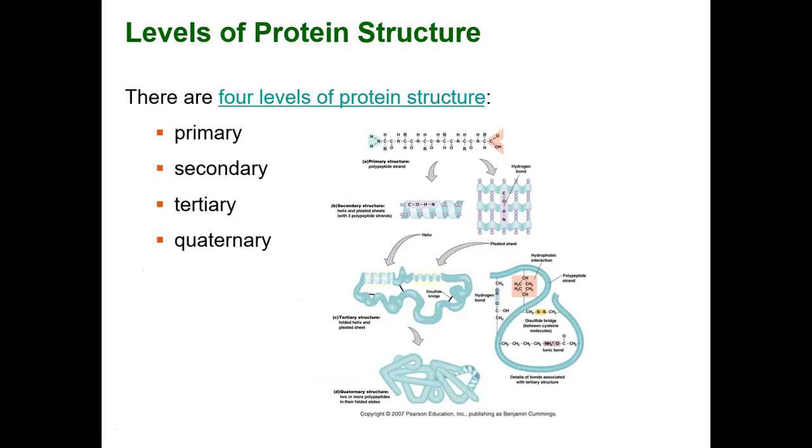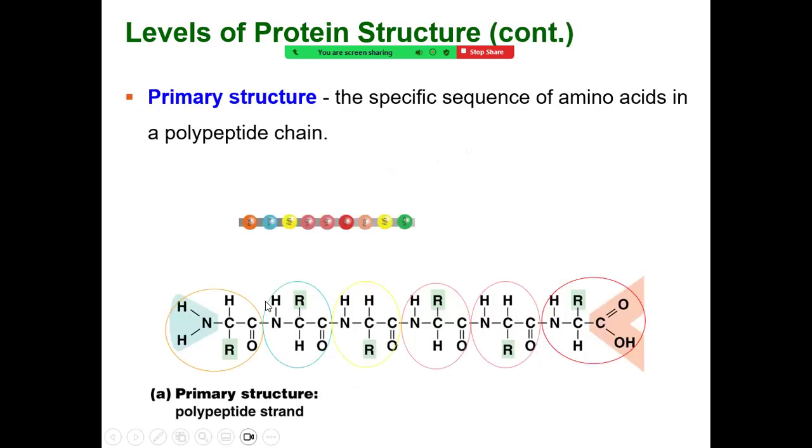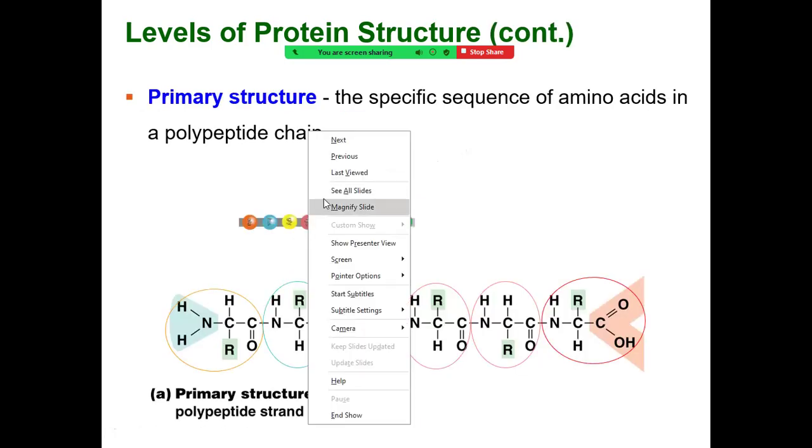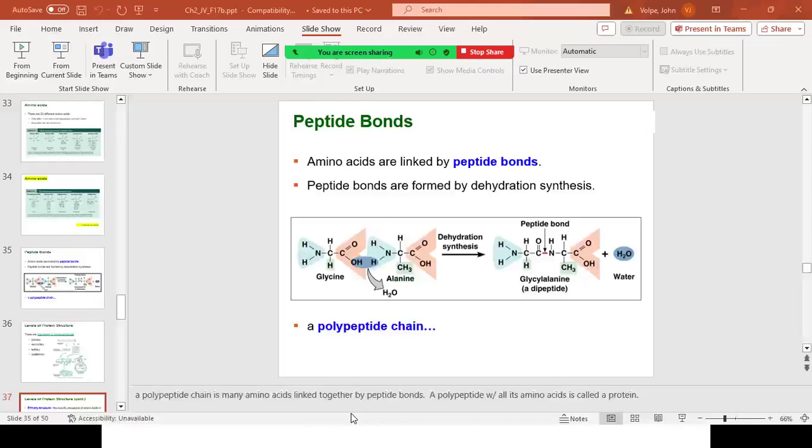There are four levels to the protein structure: a primary level, a secondary level, a tertiary structure or level, and then a quaternary level or structure. The primary, well, let me go ahead and show you the movie.